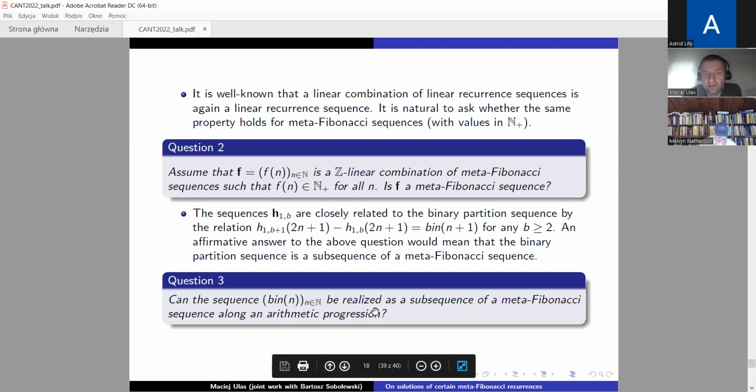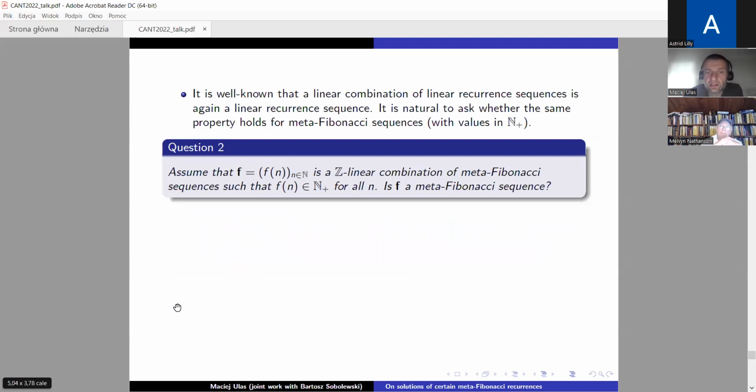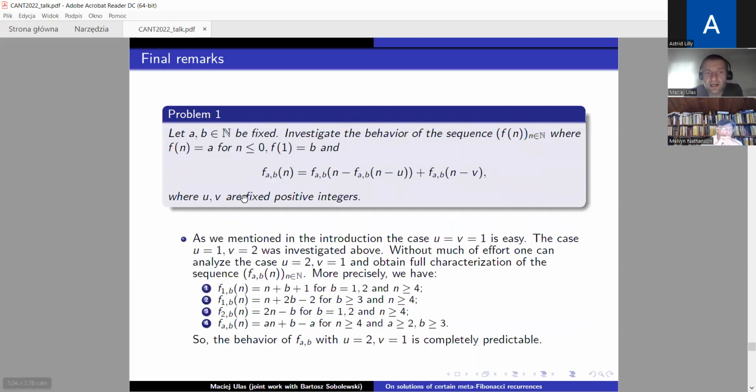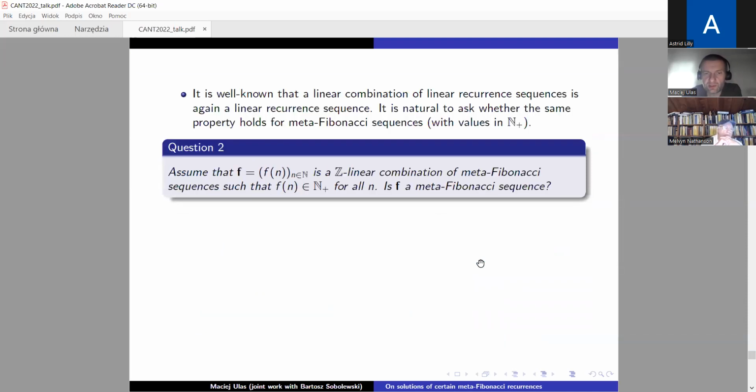And so this is more specifically presented in the question whether this sequence can be realized as a subsequence of a meta-Fibonacci sequence along an arithmetic progression. Of course, we can go further and ask whether we get something new if we add one more value, F(2) equal to c, and we ask whether we obtain some new interesting sequences.